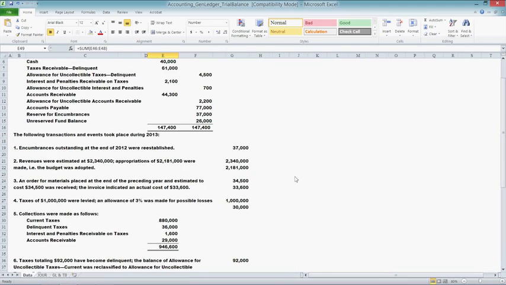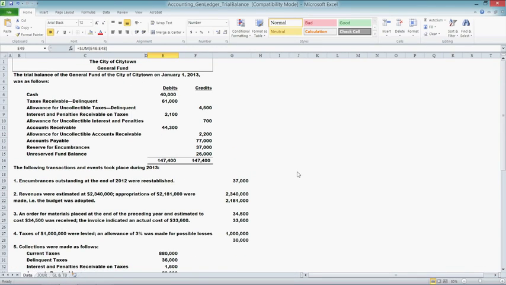Let me show you the second one. All right, this is the second document. It's the Accounting General Ledger and Trial Balance Example Work Document.